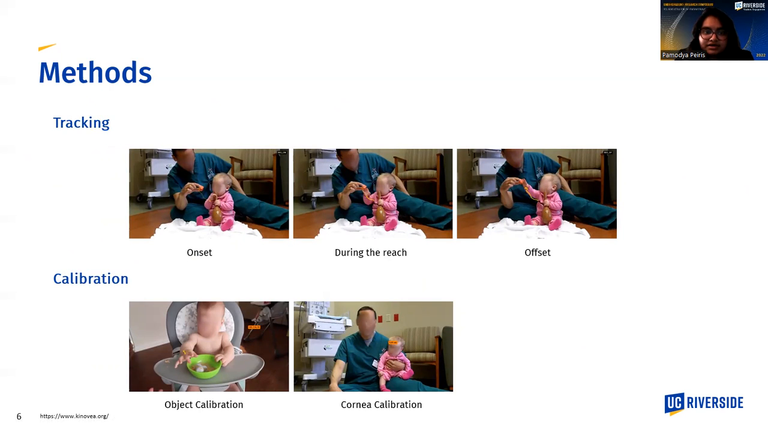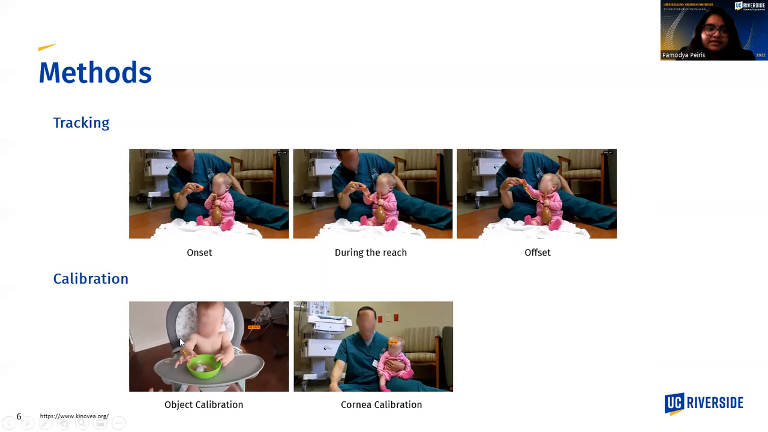And then here, these images are taken from Kinematics, a manual annotation software. So to perform tracking, in the first image, onset is the very first frame where the infant moves the hand towards the object, and the offset is the very first frame where the infant touches the object. And you track from the onset to offset using Kinematics. And this is one from during the reach. And if you can see, the yellow line shows the trajectory.